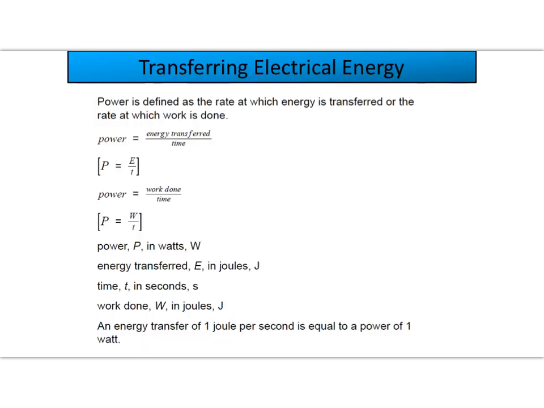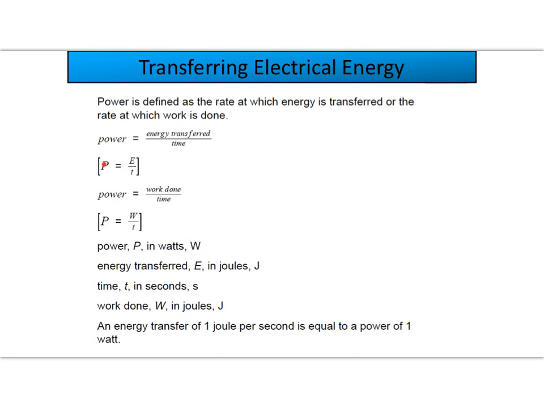We're now going to move on to look at transferring electrical energy. When we discuss transferring electrical energy, we're really talking about power. So power is defined as the rate at which energy is transferred or the rate at which work is done. As I've mentioned earlier, when we talk about work done or energy transfer, they essentially mean the same thing. So the equation that you need to know is that power is energy transferred over time, as shown here.